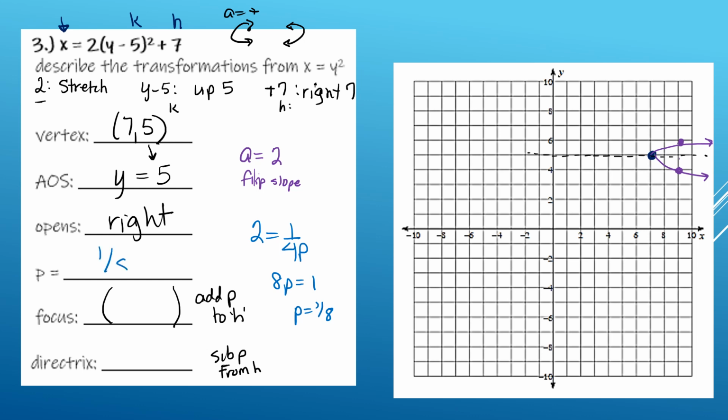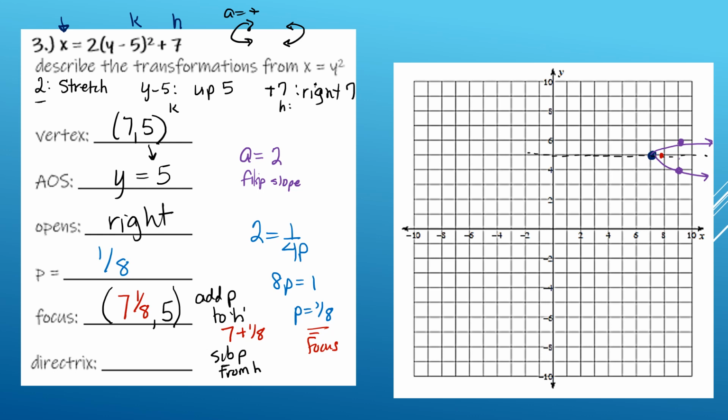Again, that positive tells me I'm going to travel to the right so that I can plot the focus first. So my focus will be to the right of my vertex. So I need to take my 7 and add the 1/8 to it. So our focus point is going to be 7 and 1/8, comma 5.